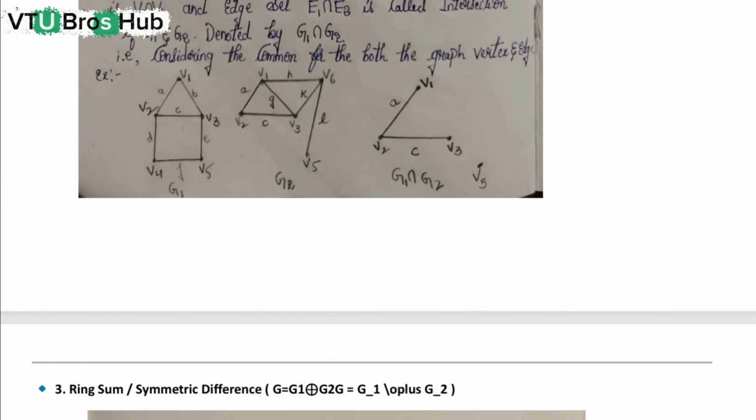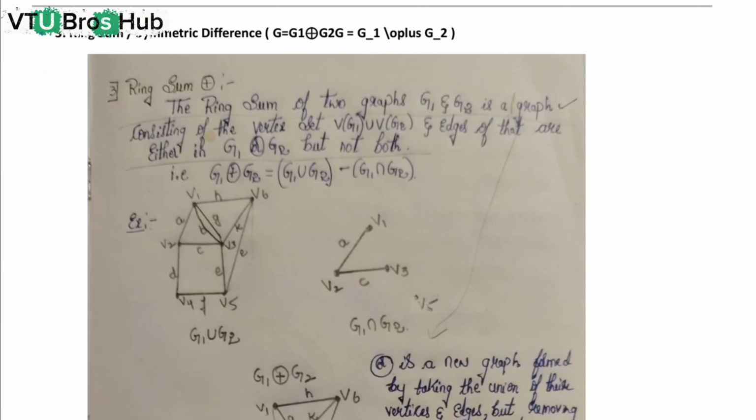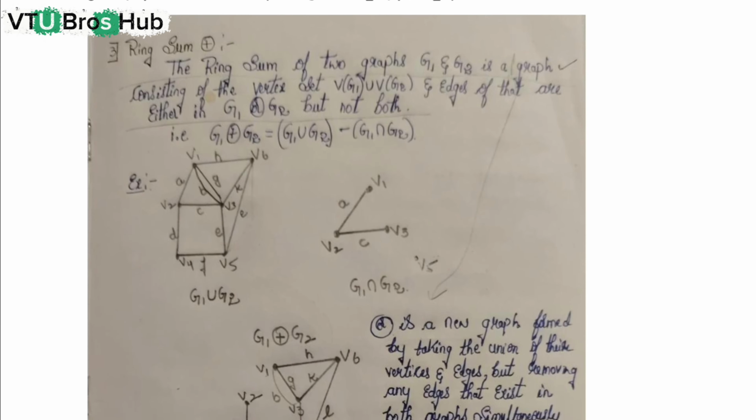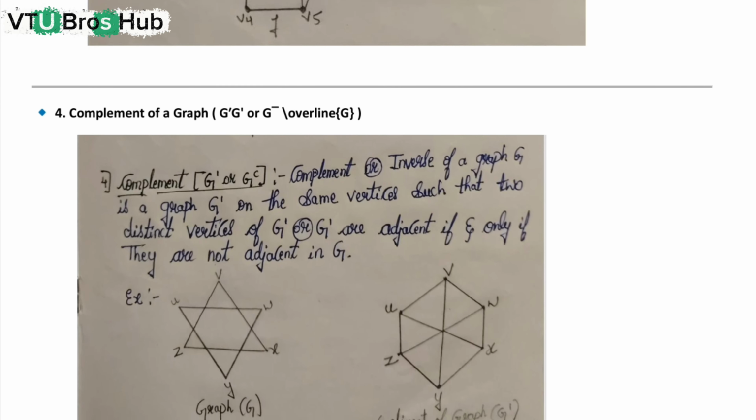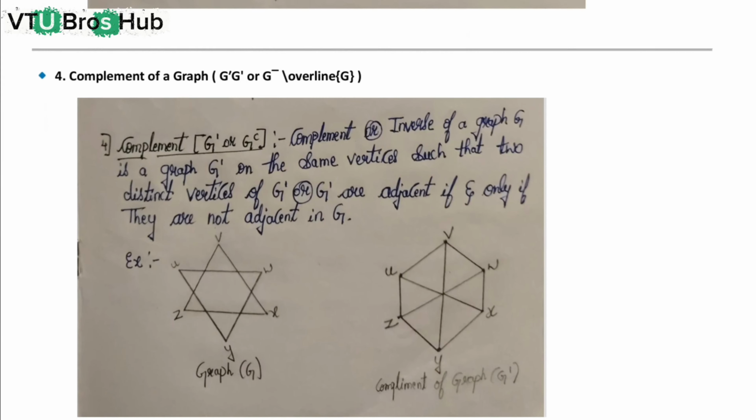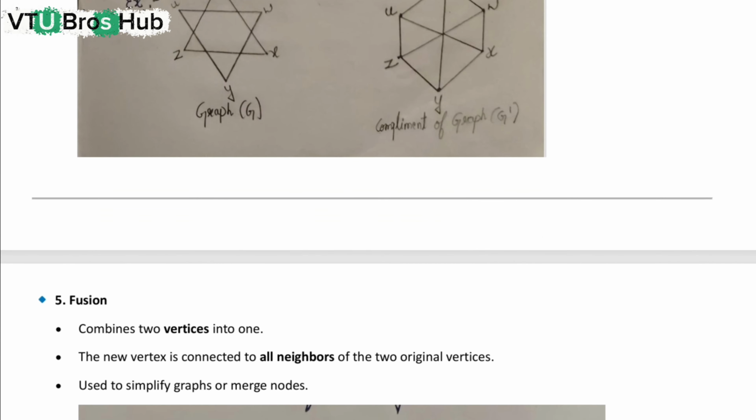3. Ring sum or symmetric difference. G equals G1 ring sum G2. This keeps edges that appear in either one, but not both. See the symmetric difference example. 4. Complement of a graph. Called complement of G. Adds edges between non-connected vertices and removes the existing ones. Refer to the complement graph diagram. 5. Fusion. Combines two vertices into one, and connects the result to all neighbors of the originals. Check the fusion example shown.